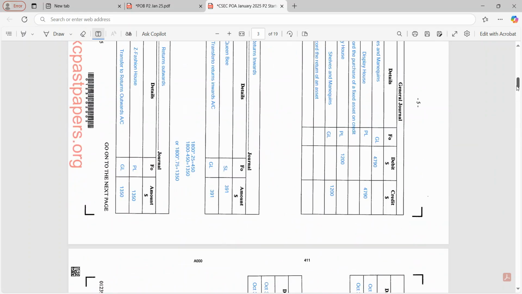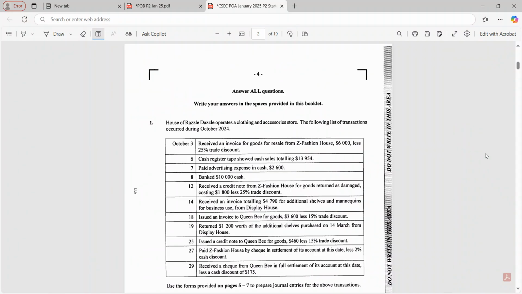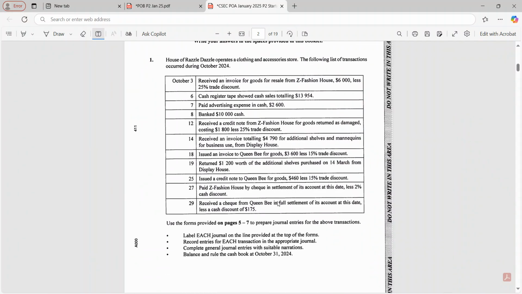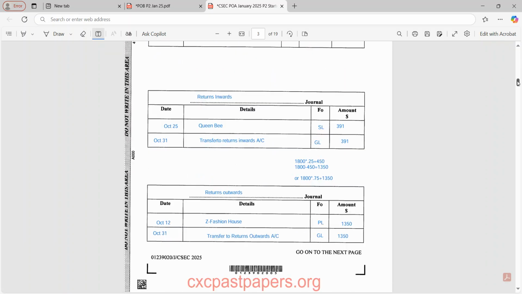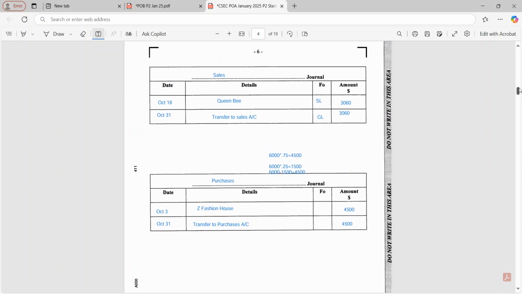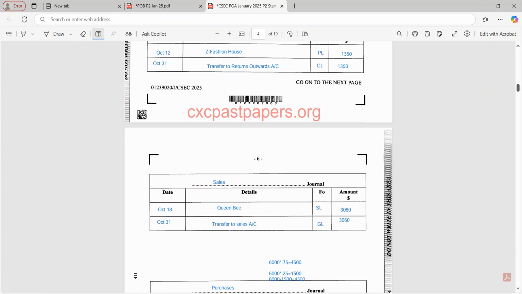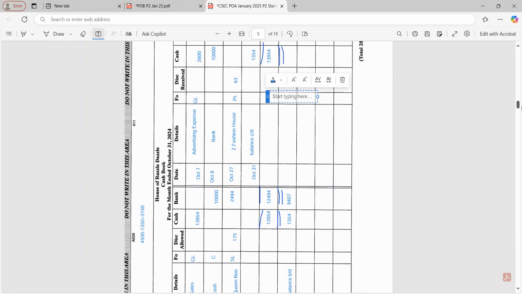Now we move on to the last transaction, which is the 29th of October. We received a check from Queen B in full settlement of its account at this date, less a cash discount of $175. So it's the same thing here where they don't tell you the figure. What you're going to do, look for all the transactions that are affecting Queen B. So we sold goods to Queen B for $3,060, and then Queen B returned goods to us for 391. So 3,060 minus 391 is what?